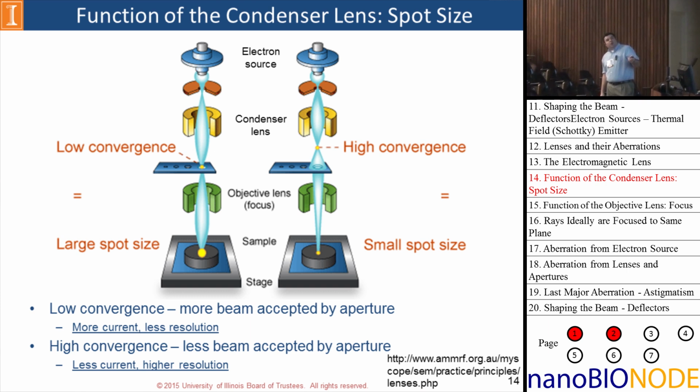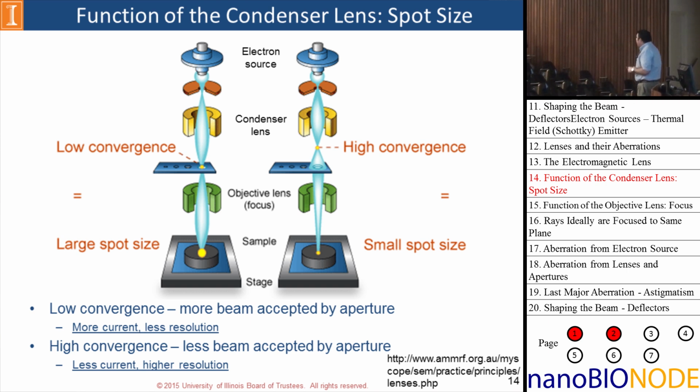If we now change the convergence point of the beam, some part of that beam is going to be cut by the limiting aperture, and that gives us less current and a smaller spot size. So overall, if we have a low convergence, more beam is accepted through this limiting aperture. This gives you more current, but your probe size is larger, so you have less resolution. Good takeaway there. At a high convergence, we have less beam accepted through the aperture. This gives us less current, but it gives us a higher resolution.